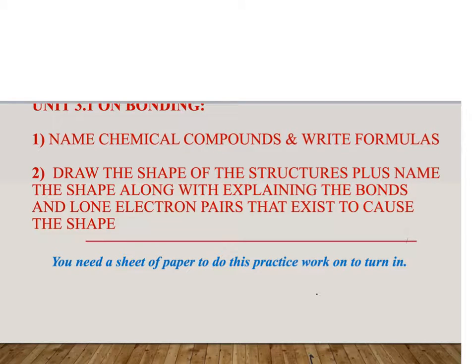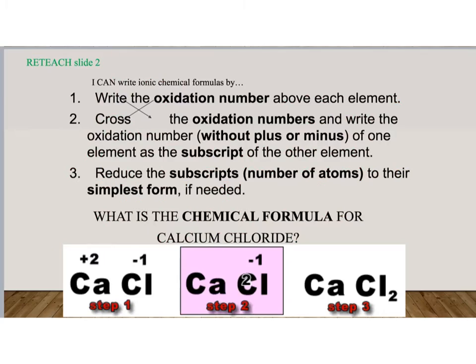Writing ionic and covalent compounds. 3.1, bonding. To name chemical compounds and to write chemical formulas, you need a periodic table and you need to be able to look up the oxidation charge for any metal and any non-metal. And once you found the oxidation charges, then use the crossover method to cross over.